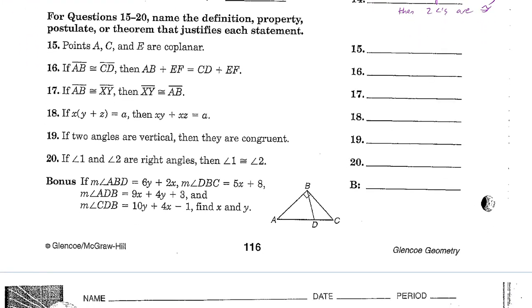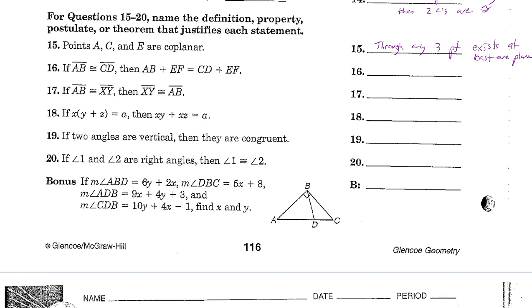Okay, for questions 15 and 20, name the definition, property, postulate, or theorem. So points A, C, and E are coplanar. Okay, so through any 3 points exists at least one plane. Or another way to write that is that any 3 points are coplanar. If the 3 points are non-collinear, so if they're not in a straight line, they determine exactly one plane that goes through them. But if we don't know whether they're on the same line or not, there could be one plane through, or many planes, but there's at least one.